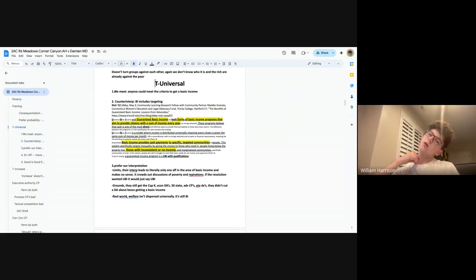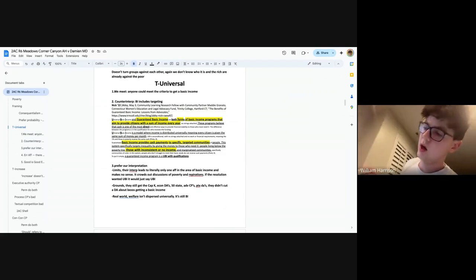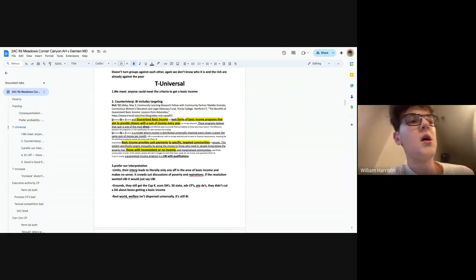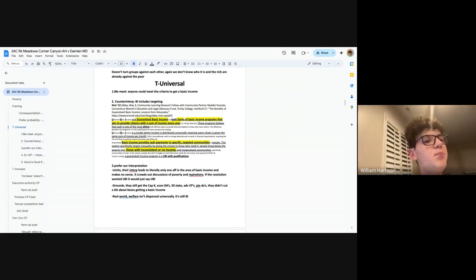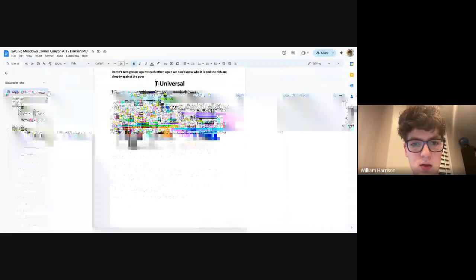But anyway, so there was this AFF, which was the targeted basic income, and somebody read T universal. Now, universal is not a term in the resolution. So this is really T basic income. They said that basic income refers to a universal basic income, and they read a definition of that.